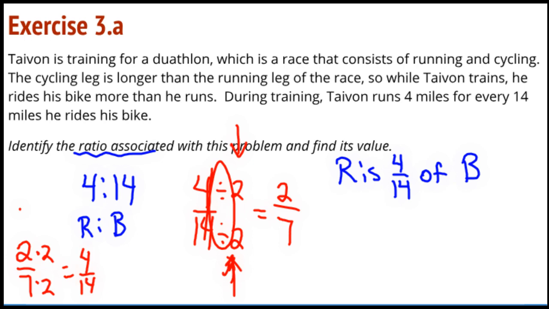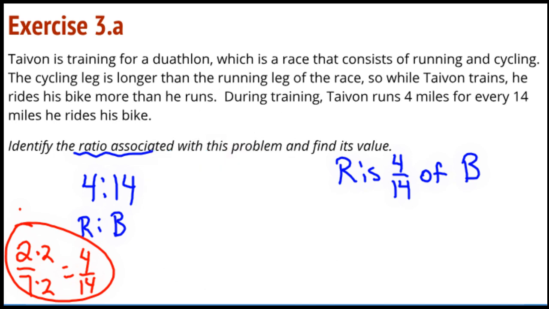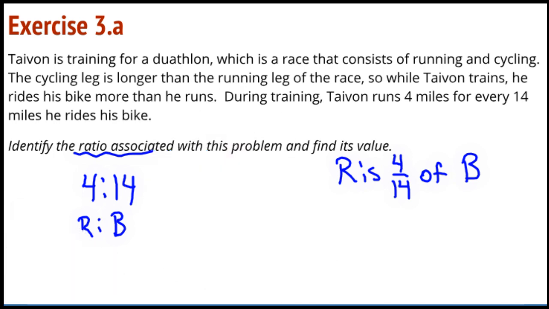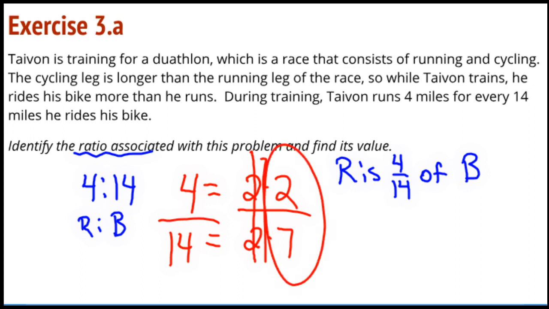And this is called scaling. Here we're scaling up because we're multiplying by whole numbers. And here we're scaling down because we're dividing by whole numbers. Now, another way that I could potentially look at this would be to involve prime factorization. 4 is equal to 2 times 2, and 14 is equal to 2 times 7. And now I can see that these 2's will divide out, and I will be left with 2 7s.